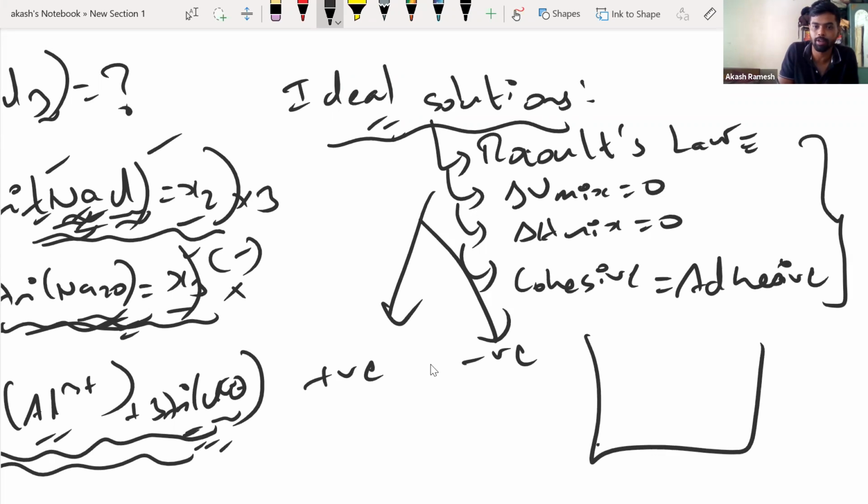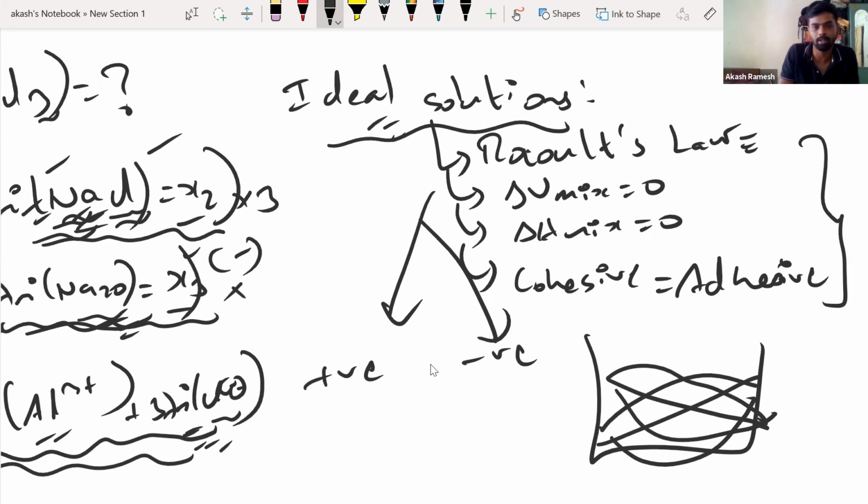Hope you remember, the graph will look like this for ideal solution. For positive deviation, it is going to look like this. For negative deviation, it will look like this. Right? We saw all this. Yes, it is connected to Raoult's law.